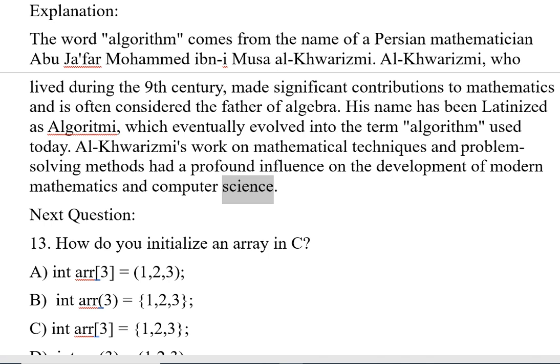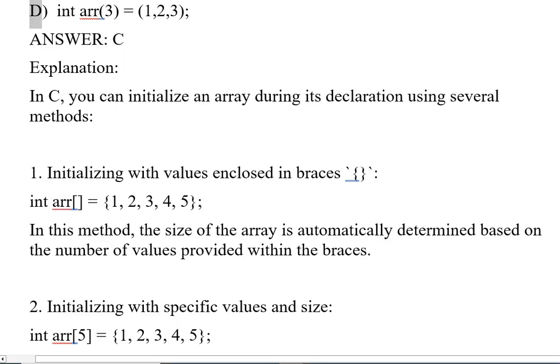Next question. 13. How do you initialize an array in C? A. int arr[3] = {1, 2, 3}. B. int arr[3] = (1, 2, 3). C. int arr[3] = {1, 2, 3}. D. int arr[3] = [1, 2, 3]. Answer, C.